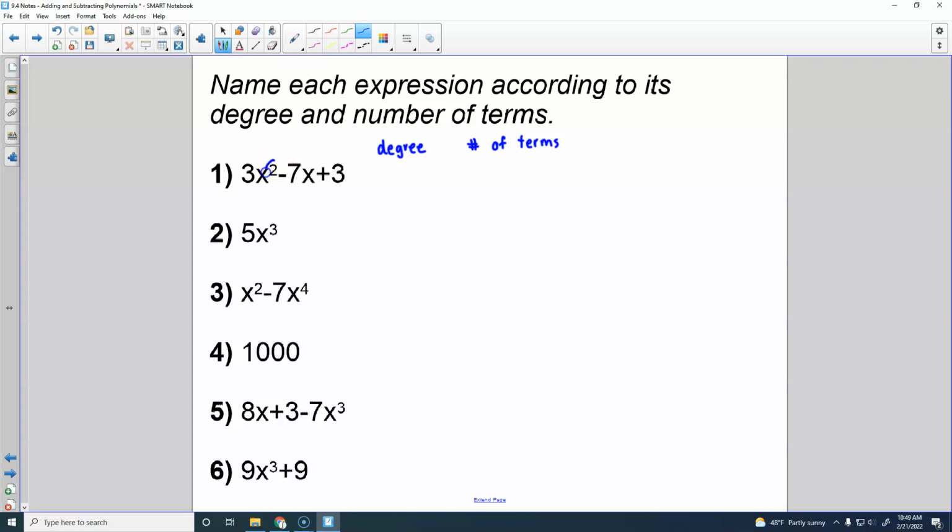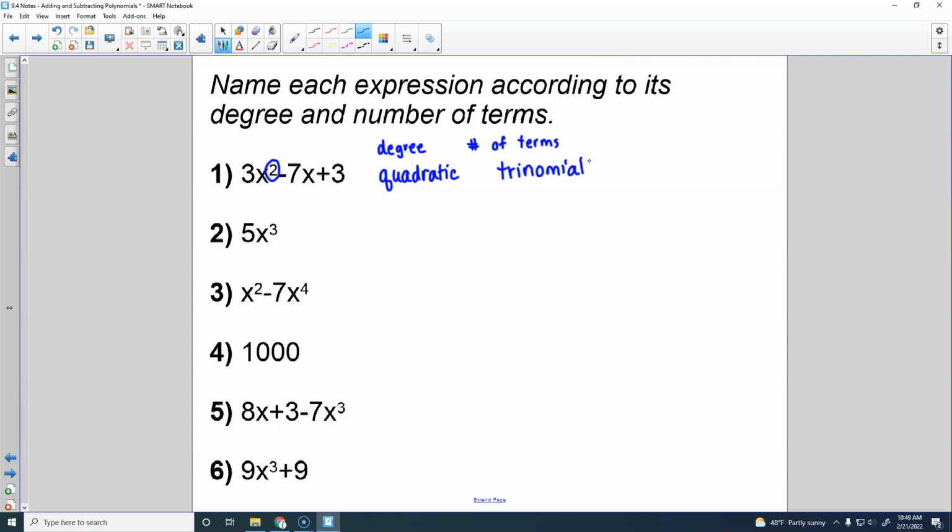That's the highest exponent. My highest exponent is 2. If you look at that list, Passion, if we have a degree of 2, what do we call it? Quadratic. So we would call this quadratic. And then, Marley, how many terms do I have on that one? 3. And so what's the name for something with 3 terms? Trinomial. So that one would be a quadratic trinomial.